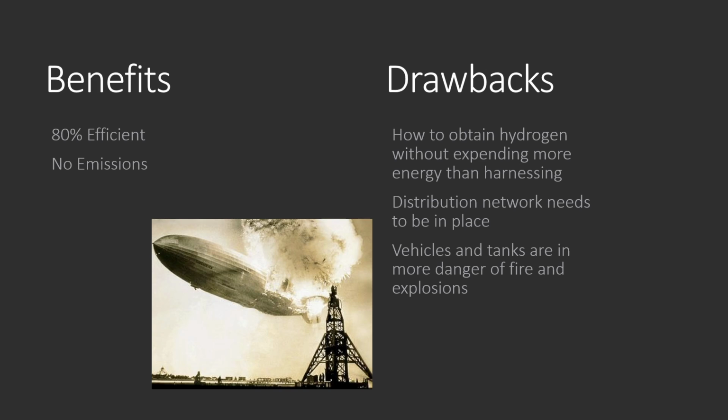The distribution network has to be set in place because you need to transport it in a safe manner. And it's hard to use hydrogen fuel cells for vehicles or tanks because there are more chances of fire and explosions. Hydrogen can be a very explosive source if not controlled. And you'll know that if you've seen The Martian.